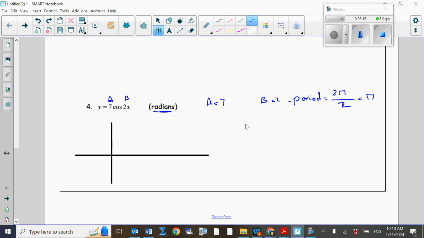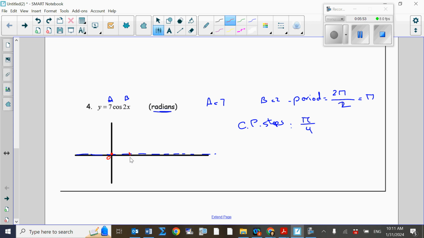The steps between the critical points is the period divided by 4. So pi divided by 4. This is the steps between the critical points. Okay, so we can start graphing the function. The sinusoidal axis is right here on the x-axis. We're going to start with 0. That's the first critical point.